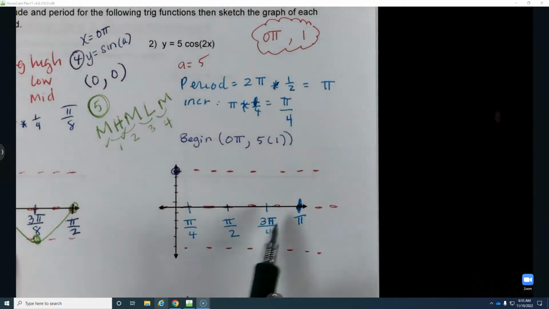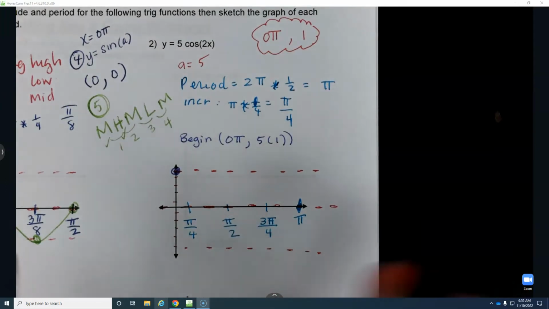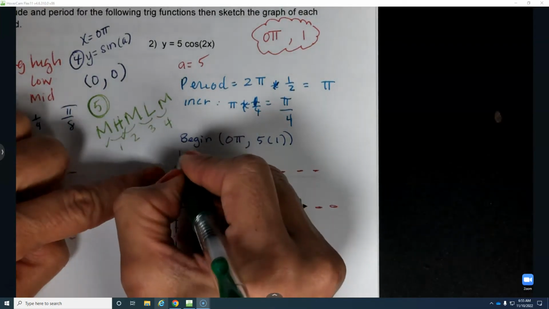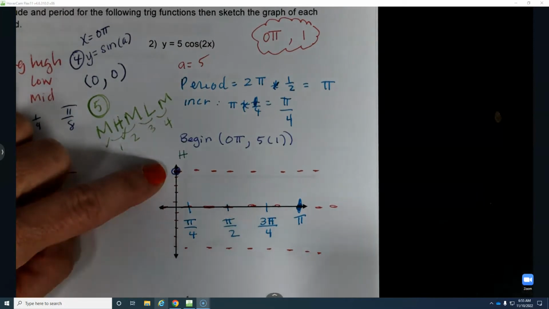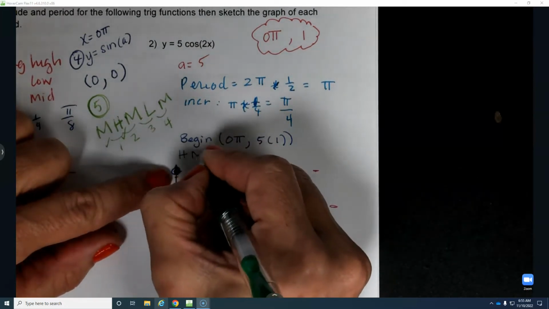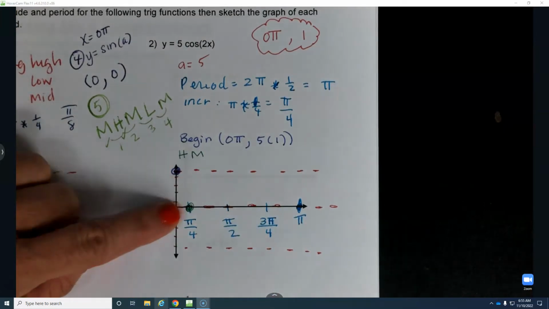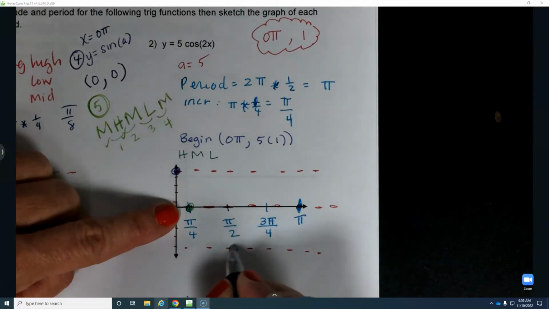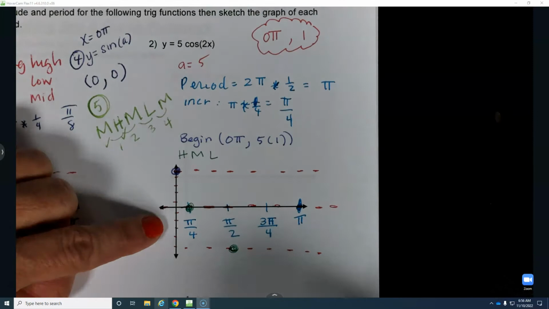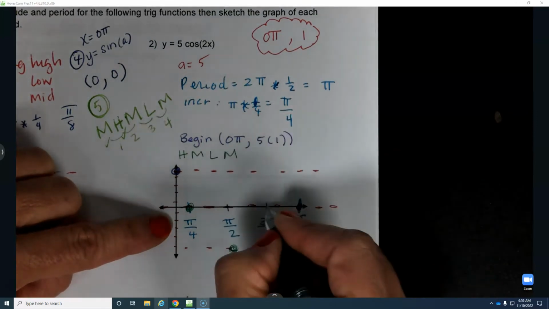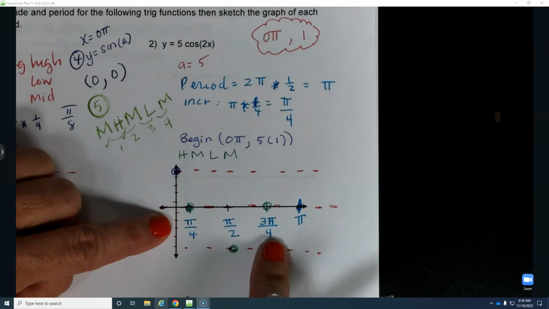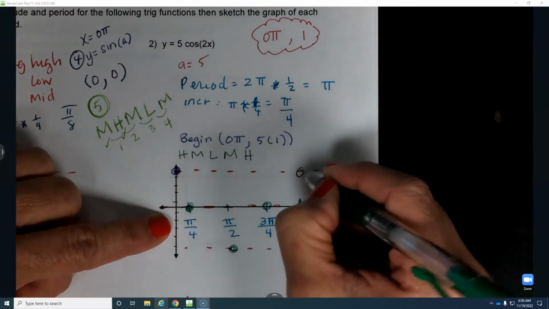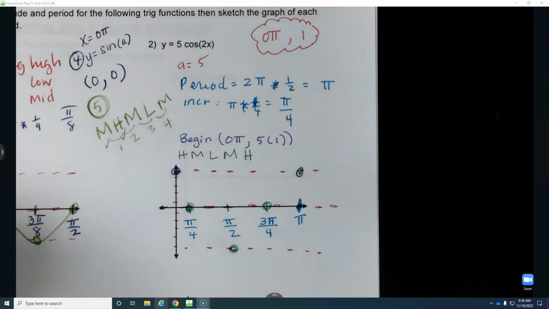And then remember, from there, we're going to plot our increments. We have a full period here, and we're going to go high, mid, low, mid, high until we reach pi. So we're at high right now, so I'm going to just remind myself this is where I started. And remember, after it's high, it has to drop to the midline, so right here. And after it drops to the midline, it gets low, so right underneath pi over 2, draw a dot.